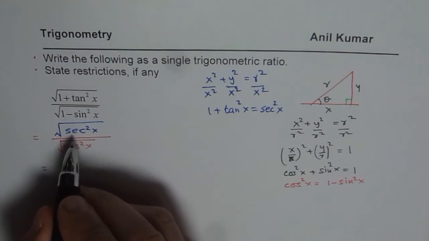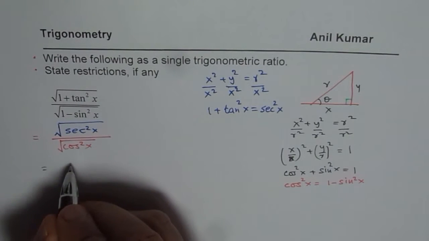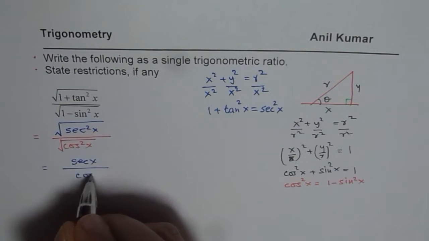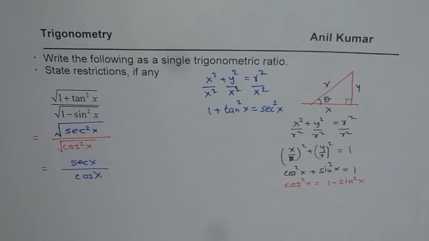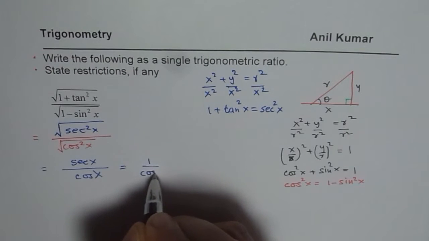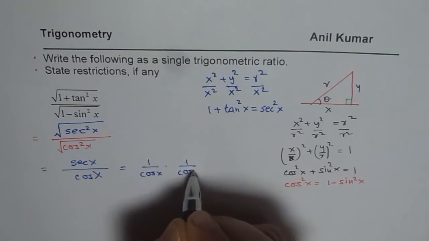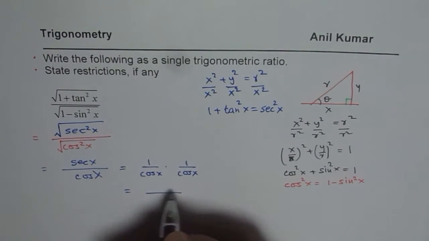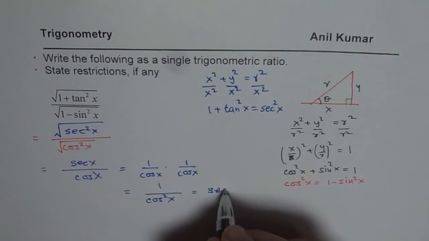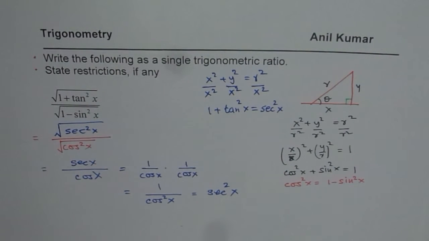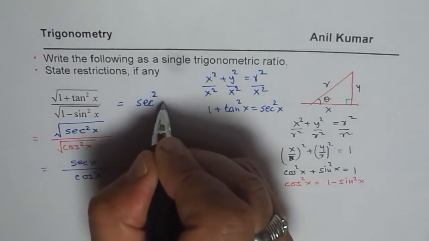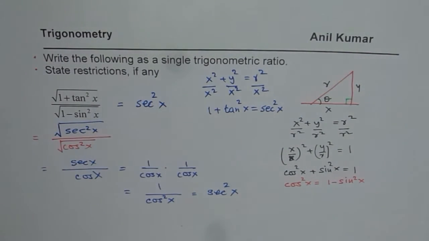So now we have secant square x, and its square root is just secant x, right? So we have secant x. In the denominator, we have cos x, correct? So we have secant x over cos x. Now as you know, secant is 1 over cos. So we get 1 over cos x times 1 over cos x, or we could write this as 1 over cos square x. Correct? 1 over cos square x could also be written as secant square x. You get the idea. So this could be written as a single trigonometric ratio, which is secant square x. So that is the first part which we have done, right?